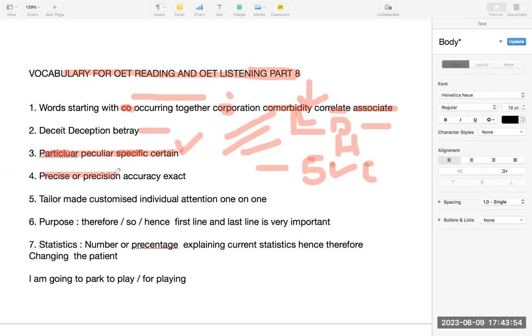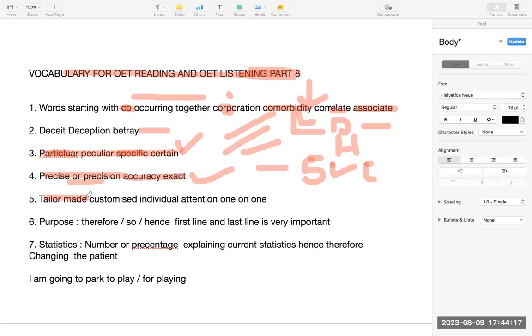Precise, precision means accuracy and exact. This word I have included in almost 3 or 4 parts of this vocabulary. This word is very important, so I keep on repeating. Precise symptoms means exact symptoms. Exact. So this is very important.